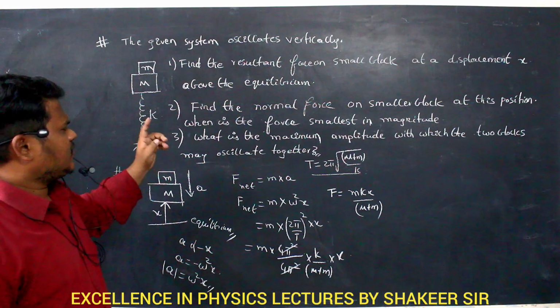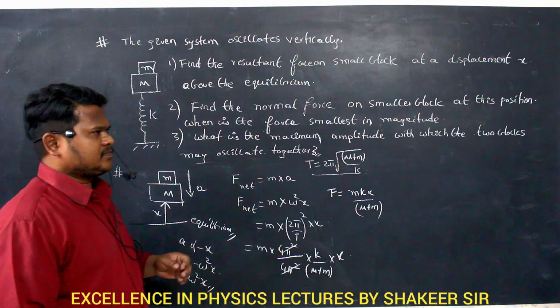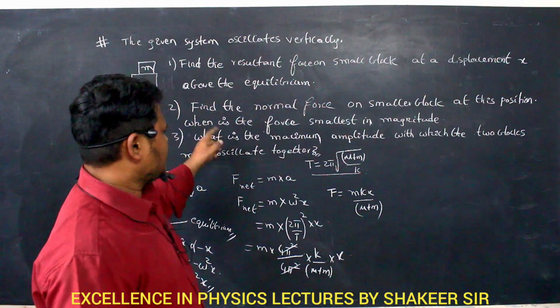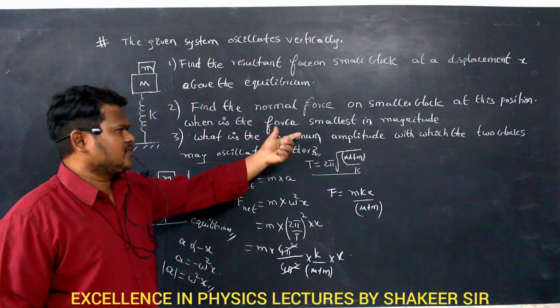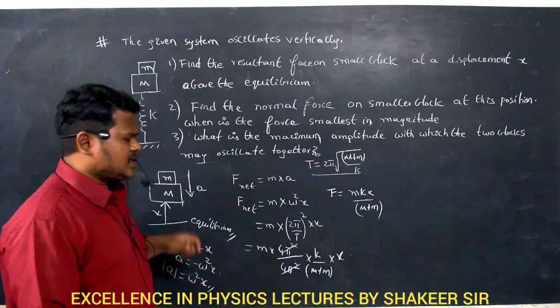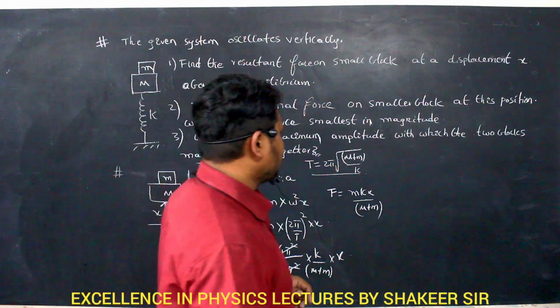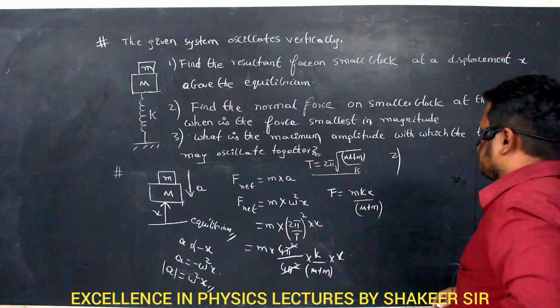The next question is, find the normal force on the smaller block at this position. This is our second question, and in the second question we have one more question that we will solve afterwards. Find the normal force on the smaller block at this position, at a displacement of x. So let us solve the second question, first part of the second question.